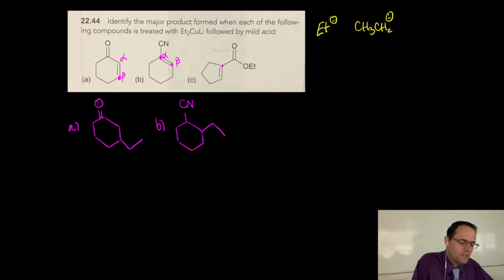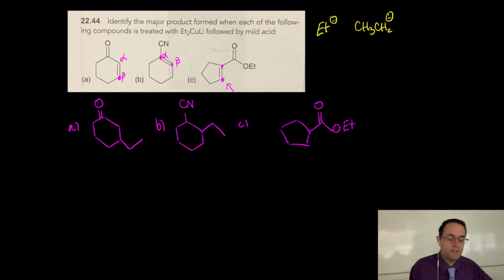In part C, we want to identify the beta carbon. It's right there. So we want to redraw this molecule, the five-membered ring, the ethyl ester. And what we want to do is install an ethyl group at the beta carbon. Okay, so that's all you need to do. It's quite straightforward, okay?